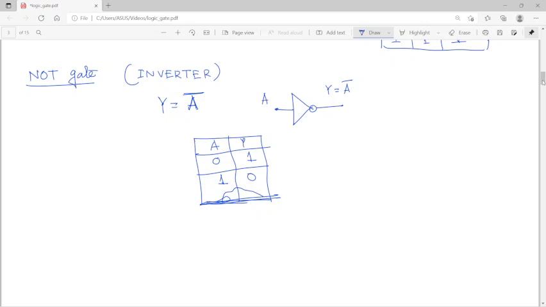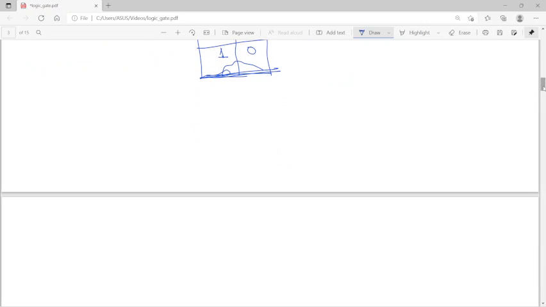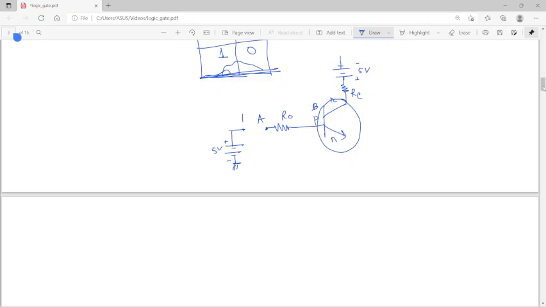We usually realize the NOT gate using a transistor, but I am not going into details. But the thing is that if we connect the transistor this way, I take an NPN transistor, and this is A, this is A bar, and this is plus 5 volt, this is RC, this is also plus minus 5 volt. This should be like that, right? This is ground. So whatever be the thing, and output will be taken from this.